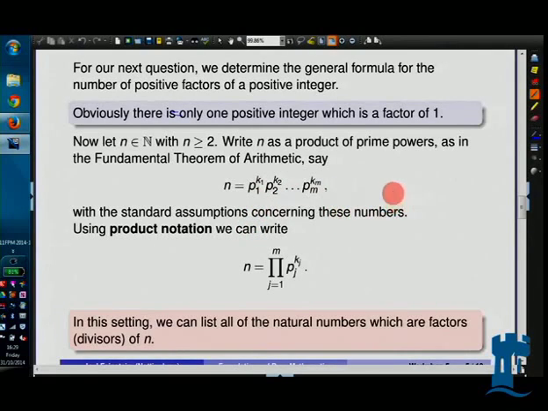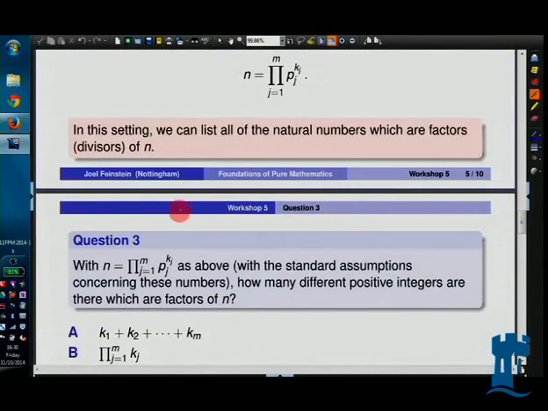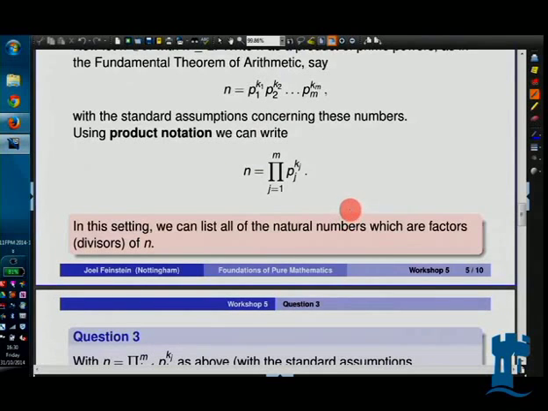And we could use product notation, which you should have come across by now. It turned up in the week 2 questions. If you haven't met it anywhere else, we added it in lectures as well. This is just another way of writing the same thing. Multiply together p1 to the k1 times p2 to the k2 and so on, multiplied by pm to the km. It's like a sum, except you do it by multiplying instead. And now you can list all the natural numbers. And the question is, how many different positive factors does n have?